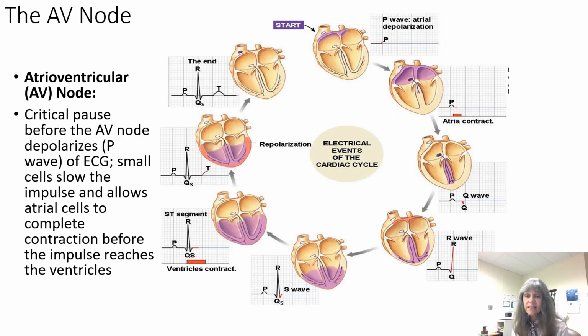So when we look at the events of the cardiac cycle or the cardiac conduction cycle, if we look at the very top of this picture where it says start, you can see the purple, and we see the beginning of the P wave on the graph for the EKG, and that P wave is where the atria depolarize. And then after that atrial depolarization, we have contraction, because we have to have depolarization and then contraction. So the P wave is the depolarization of the atria, followed by atrial contraction, which occurs after the P wave.